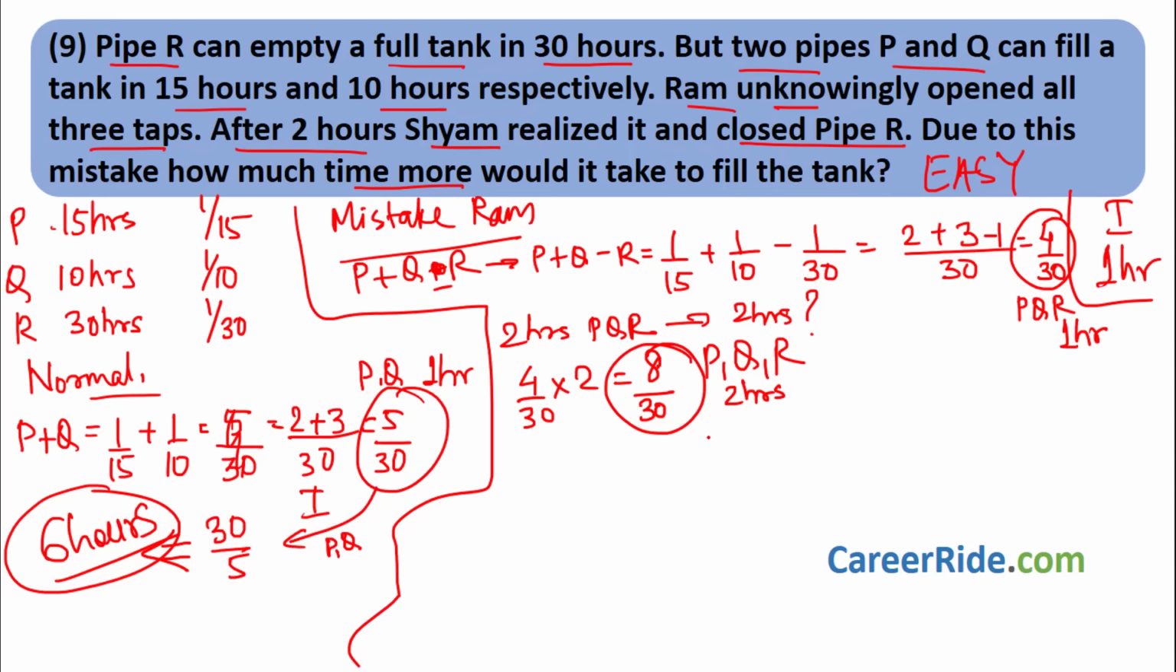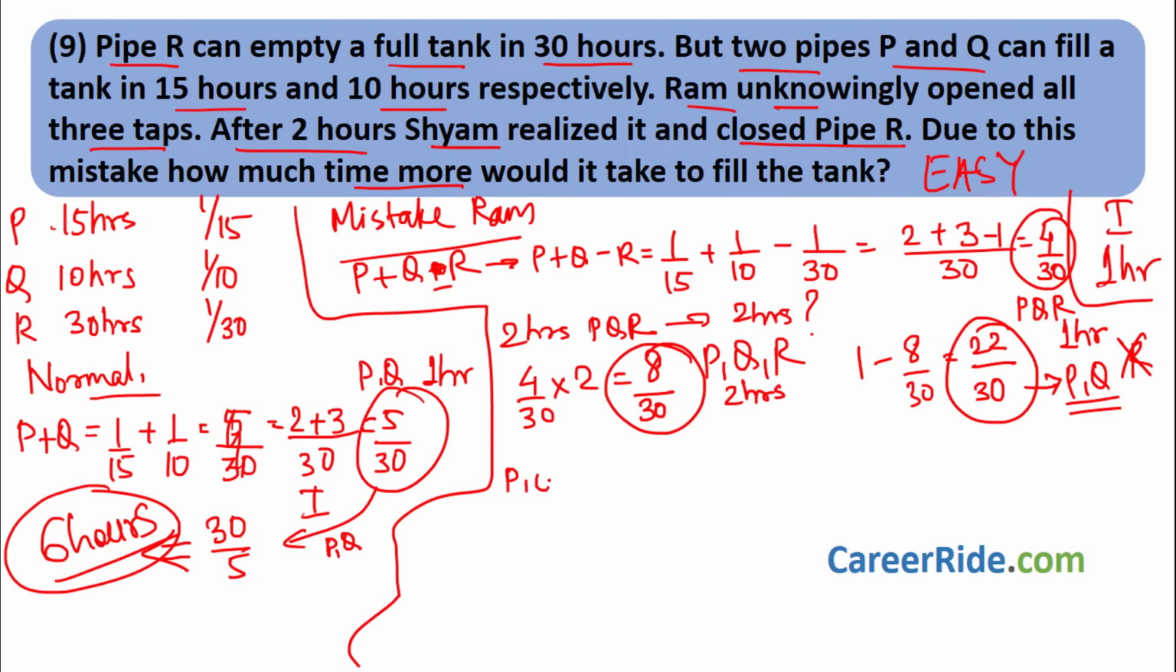Now how much of the tank is remaining? Simply it is 1 minus 8 by 30, that is 22 by 30. This much amount of tank is remaining, right? Now who fills this much amount of tank? R has been already closed, so only P and Q will fill this, because Sham has realized the mistake and closed R. So only P and Q are on and they will fill 22 by 30 amount of tank.